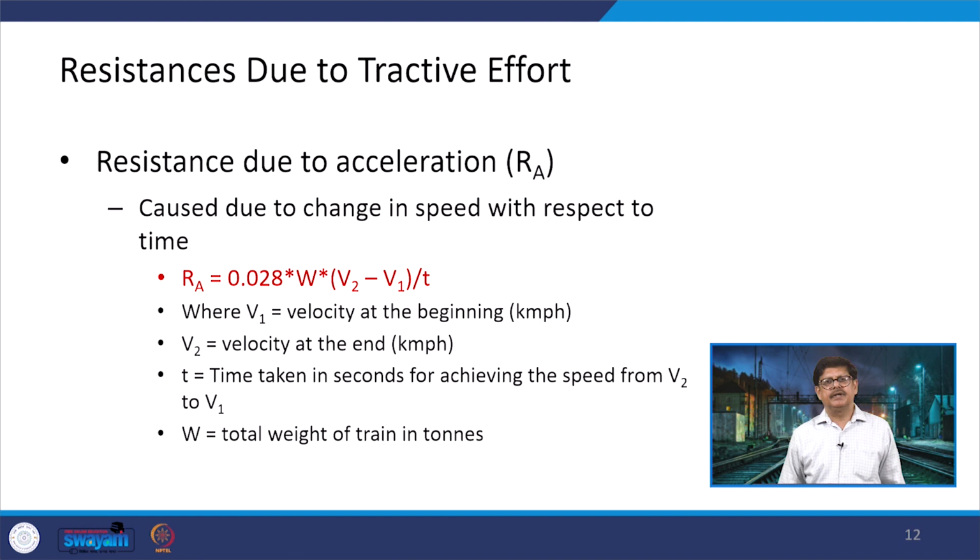And in terms of an acceleration, this is being defined because there is a change in the speed with respect to time. So, it is V2 minus V1, that is the change, with respect to the time t, and it is given as 0.028 into W, that is the factor which is being attached to it, where V1 is the velocity at the beginning in kilometers per hour, V2 is the velocity at the end of the acceleration phase, T is the time taken in seconds to achieve the speed from V1 to V2, and W is the total weight of the train in tons.